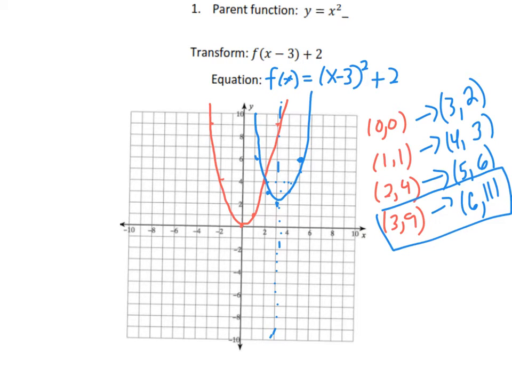So the shape did not change. It's not stretched or compressed, but it is the exact same parent graph shifted 3 units to the right and 2 units up.